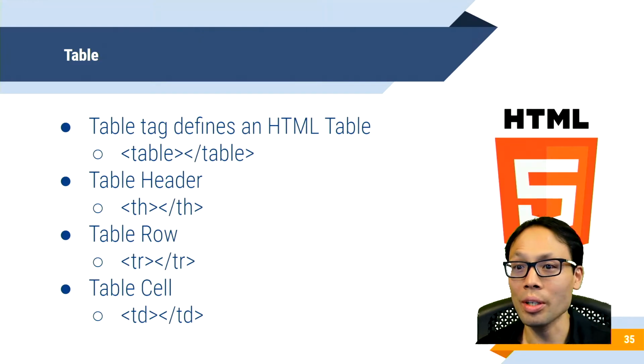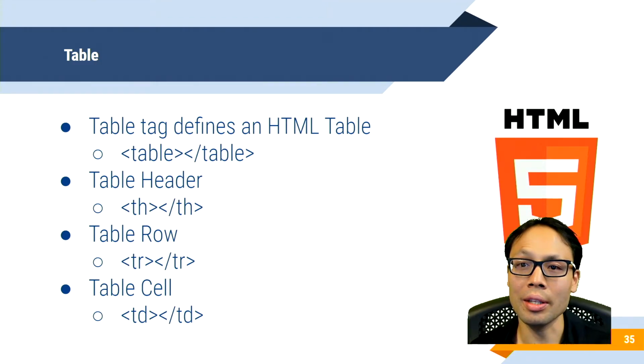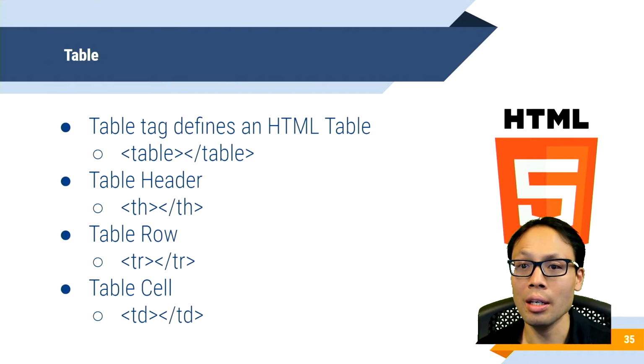All right, today we'll work a little bit with tables. Tables are very common in HTML to organize your data. So we'd start off on the outside with the table tag. If you wanted a header for your table, it would be the TH tag. Each row is a TR tag, and each column is a TD tag.